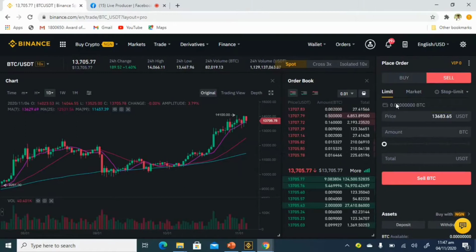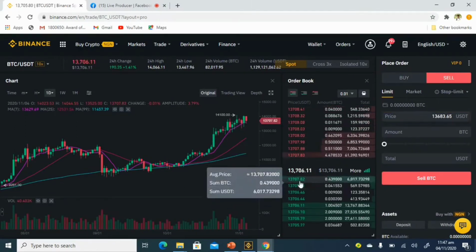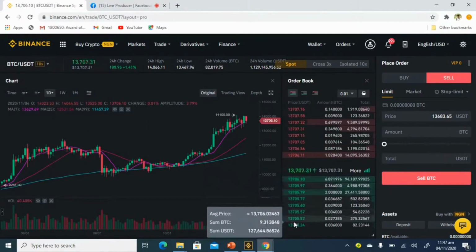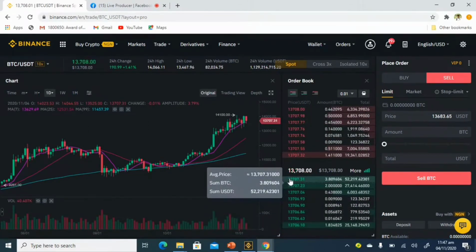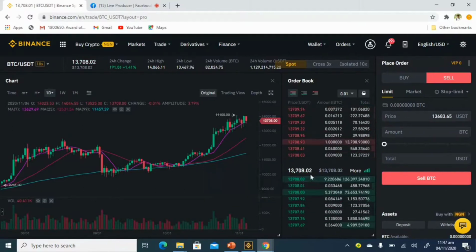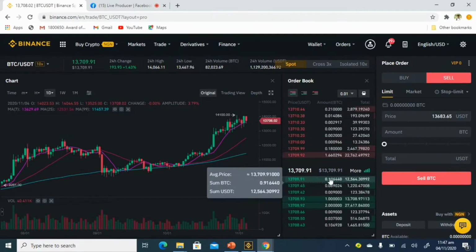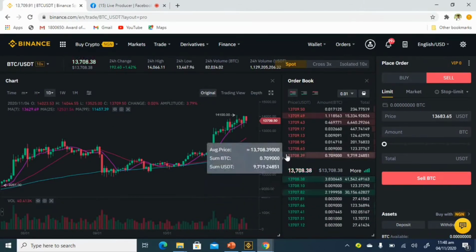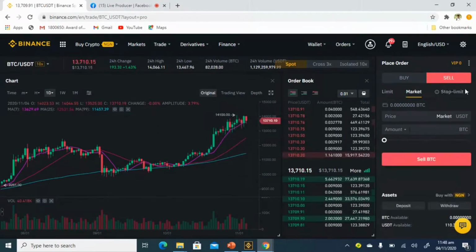Likewise, if I want to sell, I don't have any Bitcoin, but if I had some and I wanted to sell, it would sell immediately to these buyers here, to the highest buyer. That is the immediate market price. Or if I want to buy, it will buy immediately from this seller at the market price.